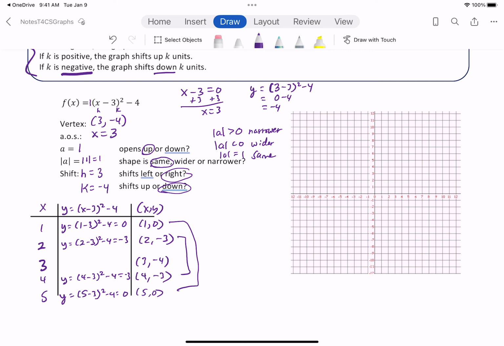So let's graph our points. We have 1, 0, 2, -3, 3, -4, 4, -3, and 5, 0. And if we look back at what we wrote, we said that it was going to open up. It does look like it's going to open up. It does look the same width as the parent graph. It is shifted to the right, and it is shifted down. So that's the graph of my parabola.